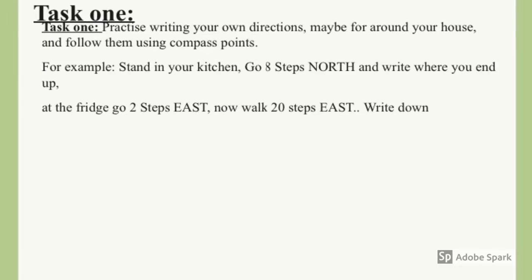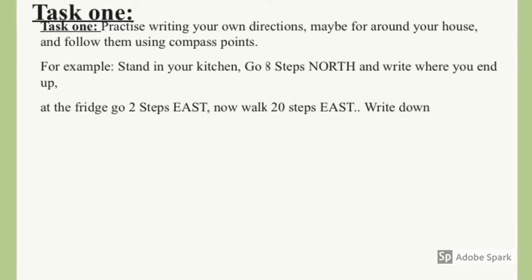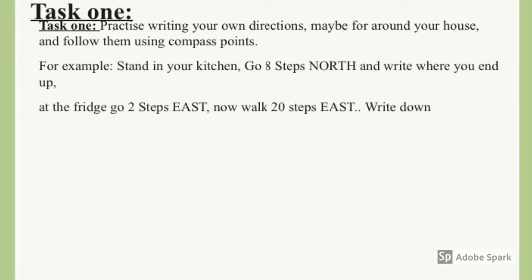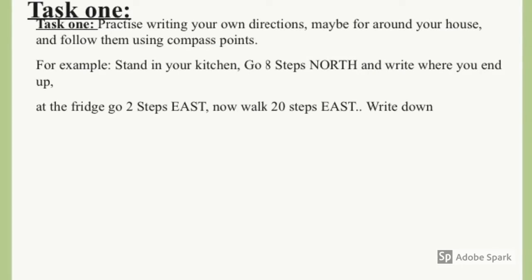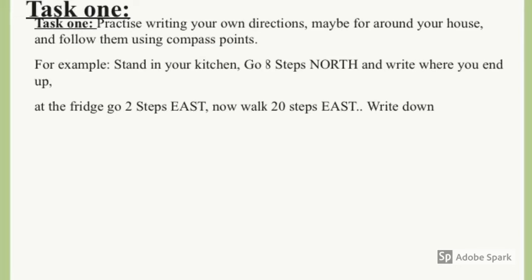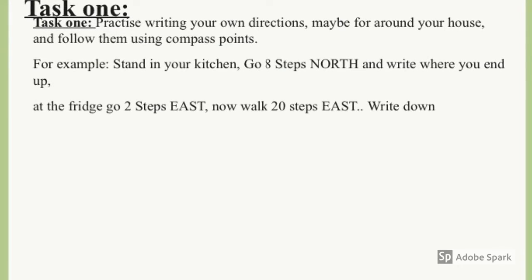Today I'm going to explain to you 2 activities which you can complete if you would like. The first activity requires you to do lots of moving and be active around your house. So, practice writing your own directions, maybe for walking around your house following compass points. For example, you might want to stand in your kitchen and move 2 steps to the north and then write where you end up. You can do the same and keep going around your house following compass points.